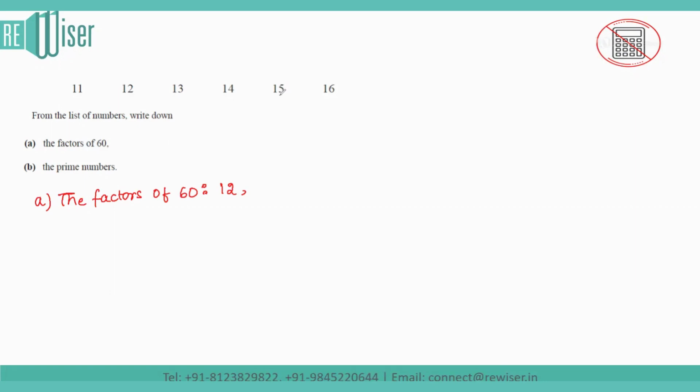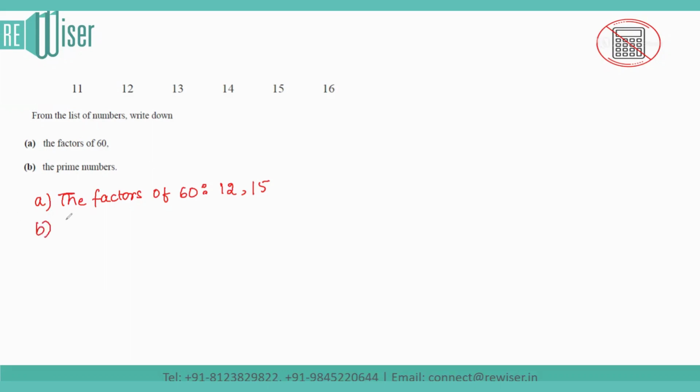15, we know that 15 times 4 is equal to 60. So, 15 divides 60. 15 becomes a factor of 60. 16 does not divide 60, therefore it is not a factor.